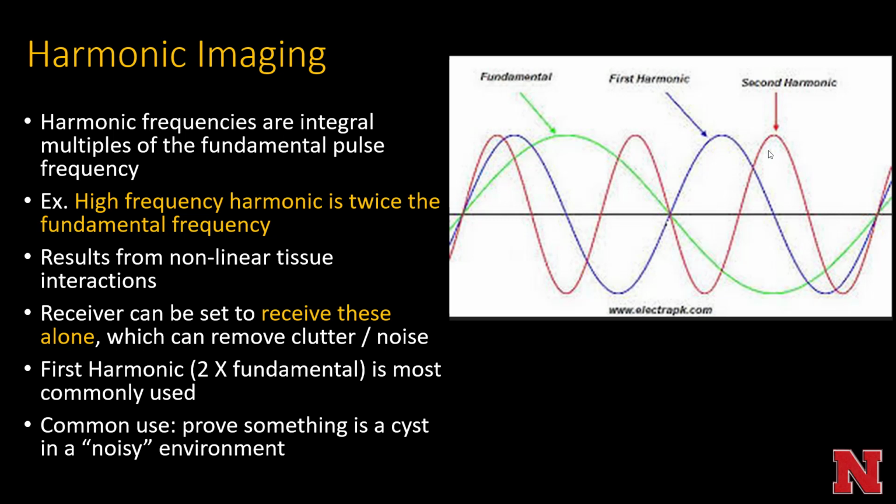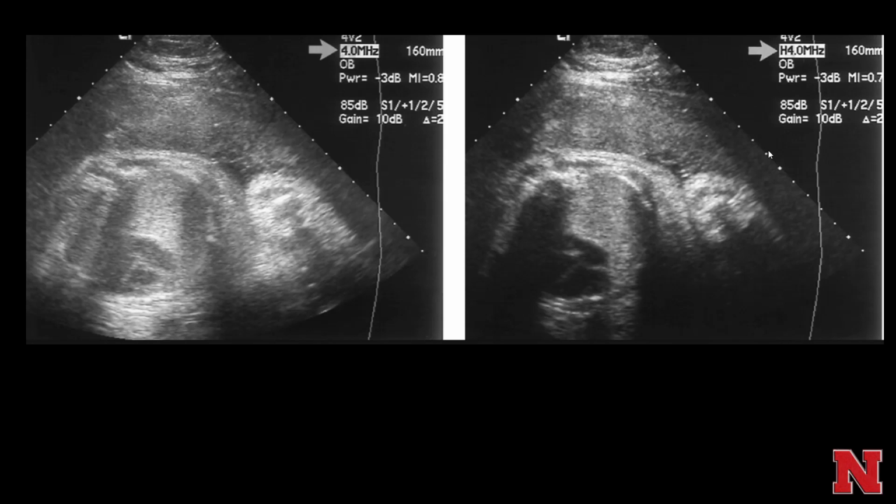Commonly, this is used to prove something is a cyst clinically, so something that's in a noisy environment. So let's say you have a breast ultrasound. You can't tell if something's a hypoechoic mass or a benign simple cyst. You can put on harmonics and try to prove one way or the other.